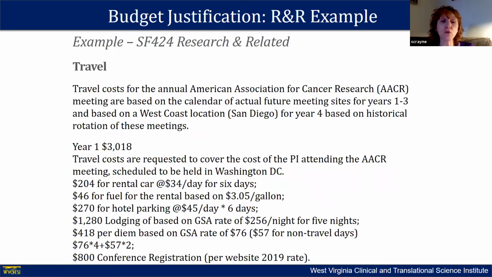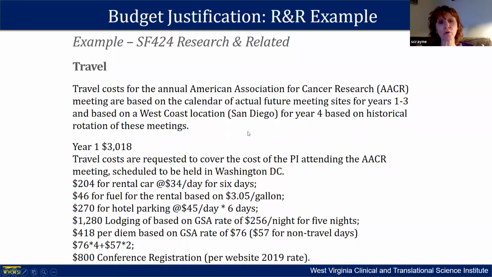Next. Okay, travel costs. A lot of times I get travel costs without much detail, but NIH really does want to see who's going to travel, where they're going to travel, and how much it's going to cost, broken down. In this example, we had the American Association for Cancer Research conference. I went to the website and they had meetings out for the first 3 years of this grant proposal, but the 4th year, they didn't have anything. So I based it on historical rotation, knowing that the 4th year would probably be somewhere on the West Coast.